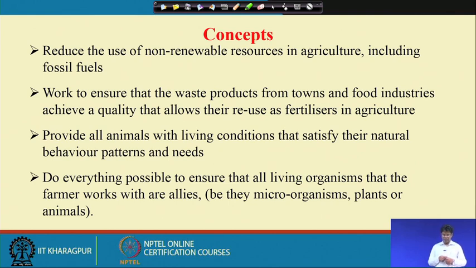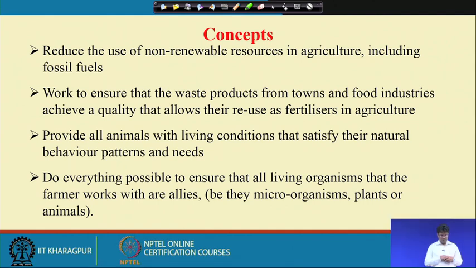So when you go for organic farming, the food industry waste or industrial waste can be converted to biofertilizers, to useful manures, and that can be used in organic farming. Provide all animals with living conditions that satisfy their natural behavior pattern and needs, because the animal is an integral component of organic farming. Then do everything possible to ensure that all living organisms that farmers work with are alive, that means microorganisms, plants and animals.